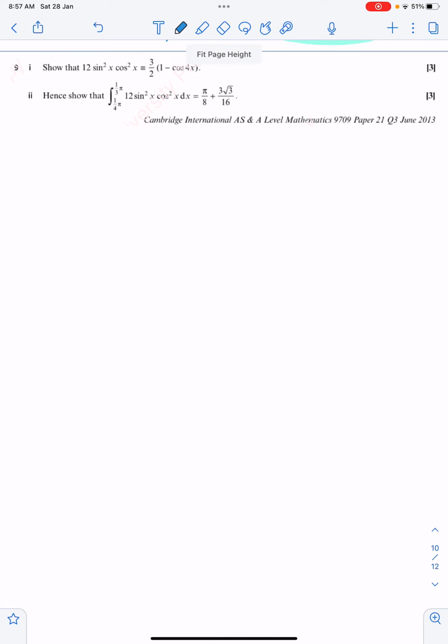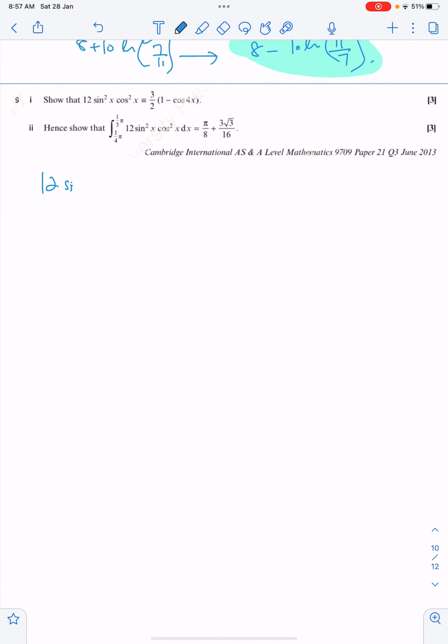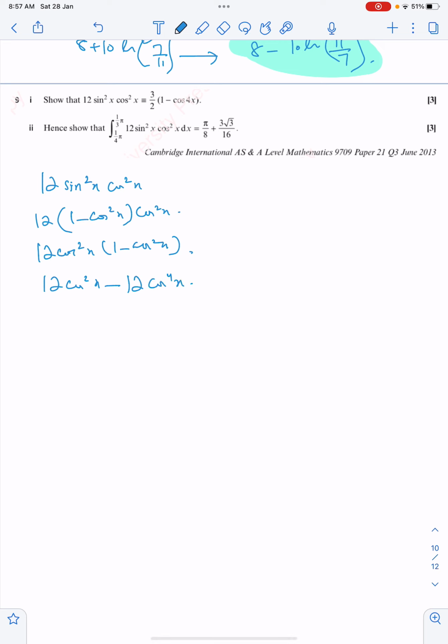Let's do it. 12 sine square x cos square x equals, if I just change it in terms of cos square x, what will I get? Sine square x is 1 minus cos square x, into cos square x. I'm going to get 12 cos square x into 1 minus cos square x. If I multiply, I get 12 cos square x minus 12 cos 4x.